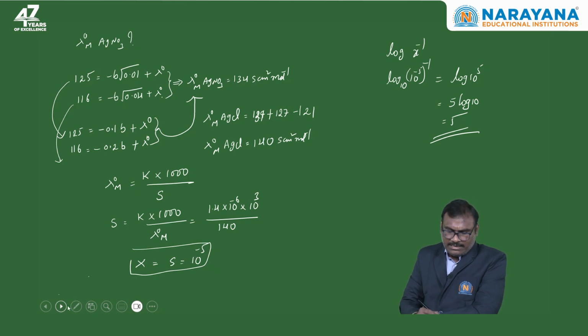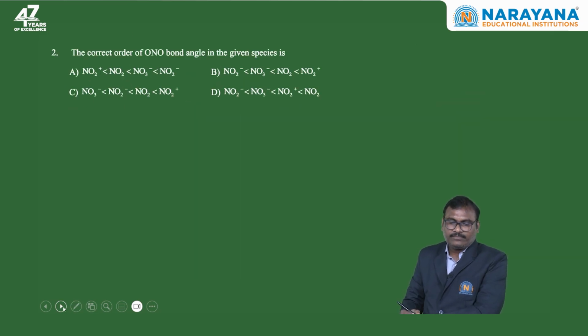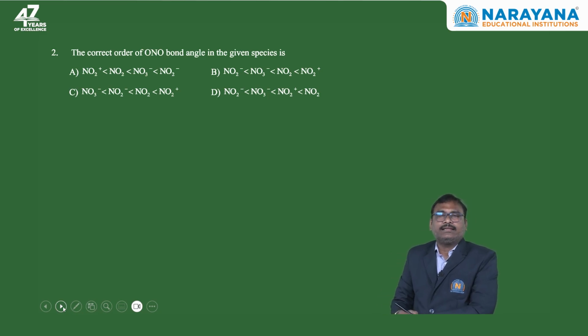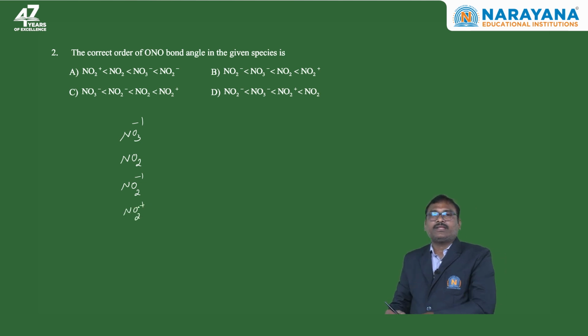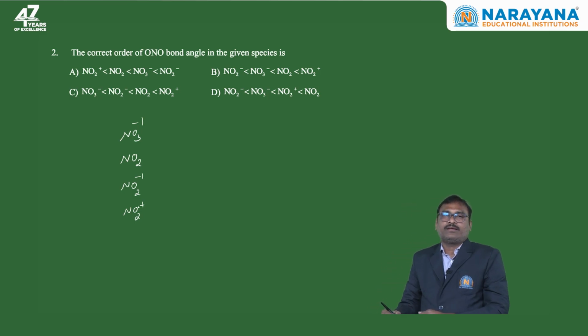Now let us go for the next question, that is the correct order of O-N-O bond angle in the given species. There are 4 species given, I think. One is NO3 minus, one is NO2, one is NO2 minus, yes or no, and one more is NO2 plus. These are the 4 species. Among them my correct answer is B.